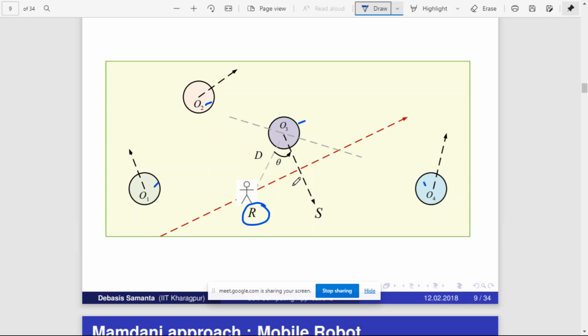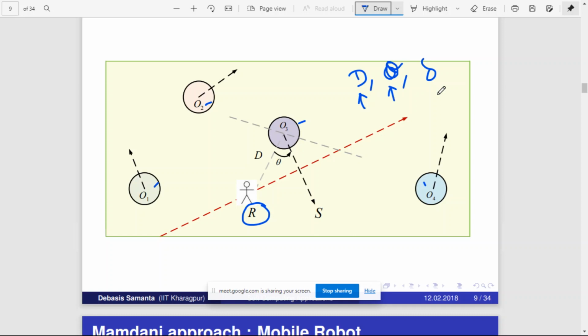One is called d, which is distance. The other one is angle, which is represented as theta. The other one is deviation, which is represented as delta. Okay, so these are the three parameters we are going to consider here: d, which is the distance, theta, which is the angle, and delta, which is the deviation.